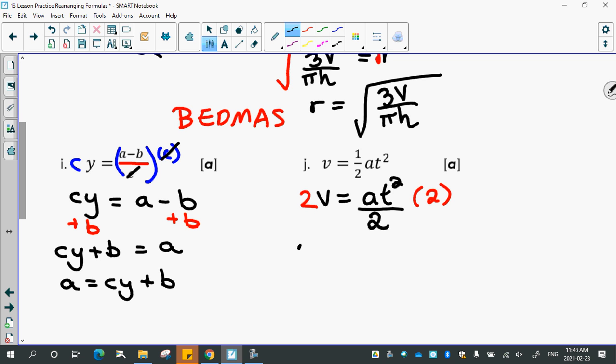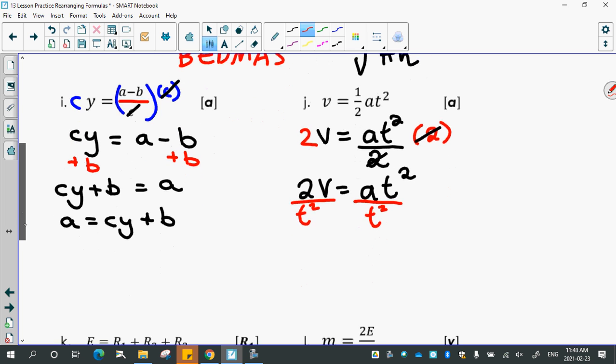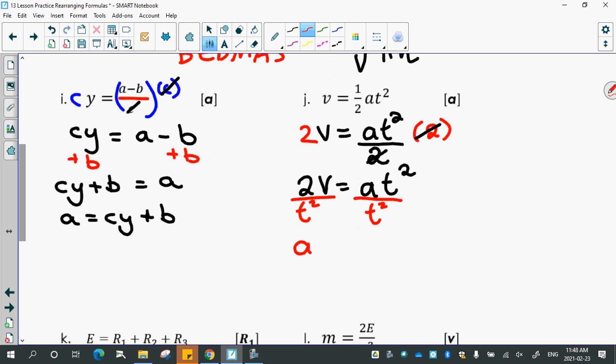So on the left, I've got 2v. I multiply by 2 to undo the divide by 2. So on this side, I've got at squared. Yep. How do you divide that? You divide by t squared. Yeah, I can just divide by t squared. Because the a is not squared, right? Just the t. And I want to get a as my subject. So I end up with just a, a equaling 2v over t squared.